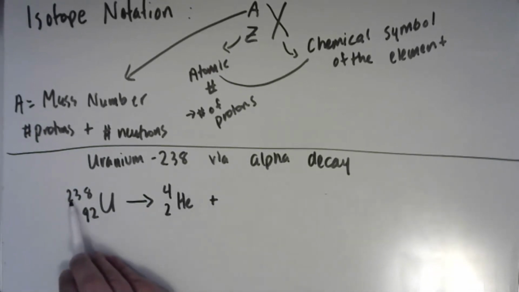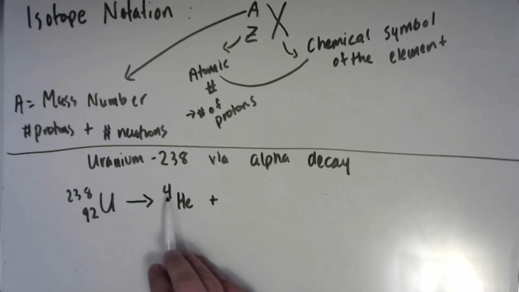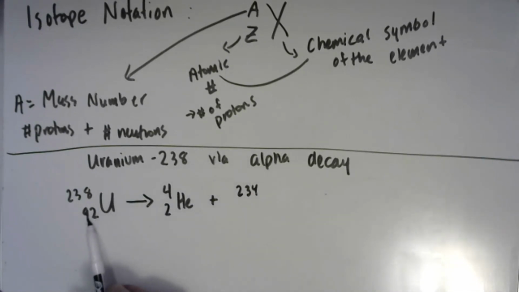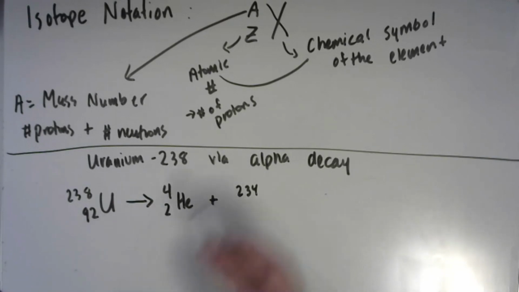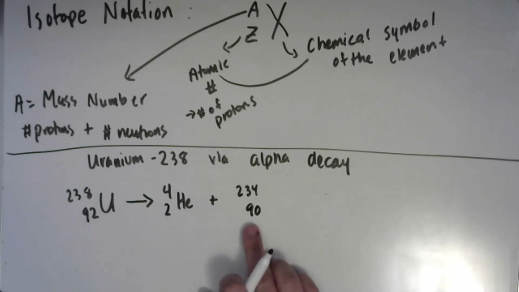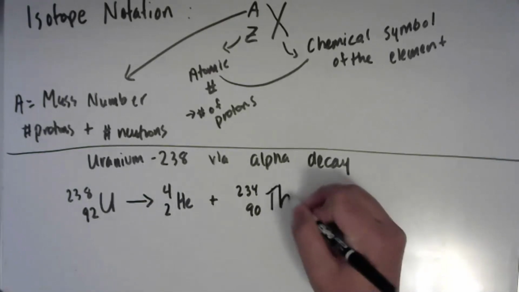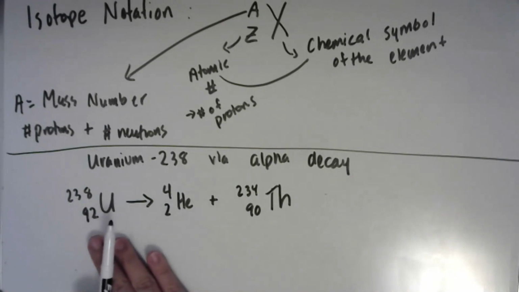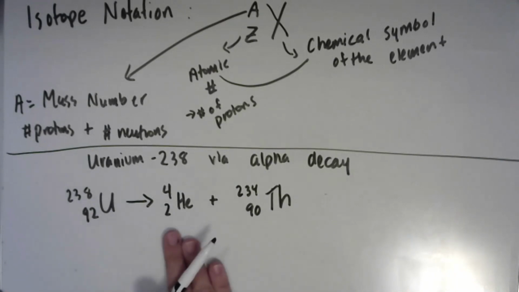We had a mass number of 238. Well, our mass number is going to be 4 less now, so our new mass number is 234. We had an atomic number of 92; our new atomic number is going to be 2 less, so it's going to be 90. Now I'm going to look up on the periodic table what element has atomic number 90, and that's thorium. So I'm going to write that down. That's the process of uranium undergoing alpha decay.